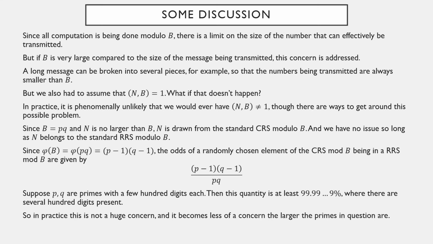So the closer and closer (p minus 1) over p and (q minus 1) over q get to 1, in other words, the larger p and q get, this probability of any message you construct being relatively prime to the base just gets phenomenally close to 1.